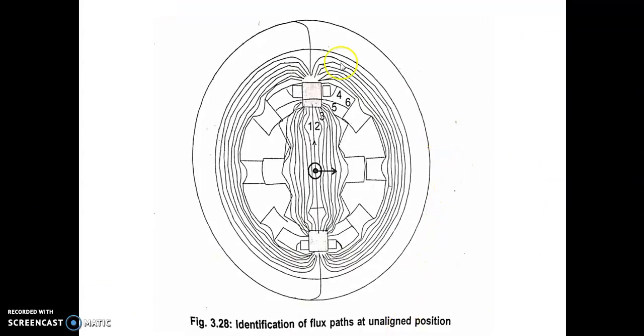Now the flux path can be identified from this diagram. Since the flux lines are flowing from the north pole of the stator to the south pole, we have flux lines flowing like this in the middle portion, whereas the outer flux lines are also flowing from the north pole to the south pole like this, and the rotor is marked in the center here. So here we have found the flux lines as 1, 2, 3, 4, 5 and 6, etc. These are the paths where the flux paths are in the unaligned position.